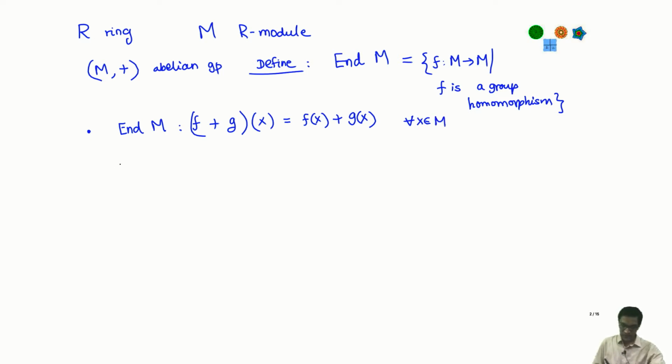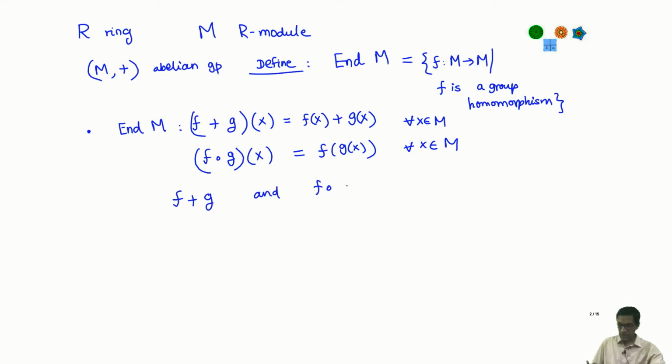The second important observation is that I have a composition of maps. So I can look at f composition g of x, which is defined to be f of g of x, for all x in M. Now f composition g is also a homomorphism. So f plus g and f composition g are in fact both elements of End(M). In other words, they are both homomorphisms from M to M. It's an easy verification which I will leave you to do.